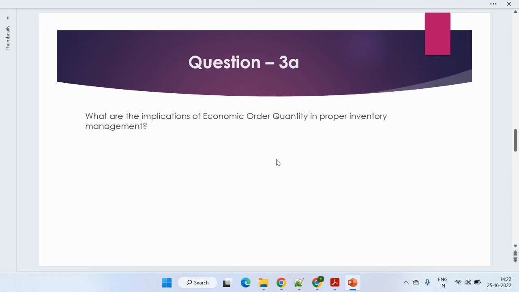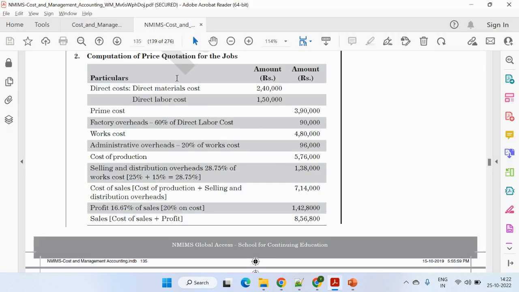Now going to the third question. If you see the third question, what are the implications of EOQ, which is economic order quantity, in proper inventory management? So going to page number 34.